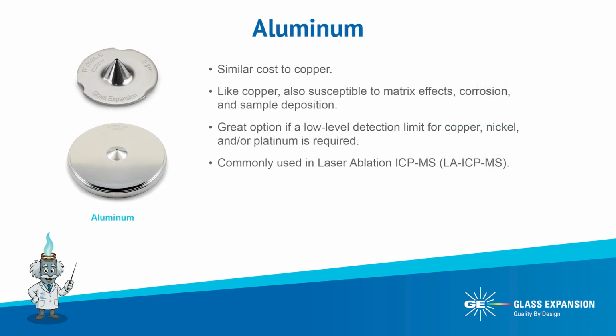The last cone material we'll cover today is aluminum. Aluminum is similar to copper in terms of both cost and susceptibility to matrix effects, corrosion, and sample deposition. However, aluminum may be the best option if a low-level detection limit for copper, nickel, or platinum is required. We find that aluminum is most commonly used in laser ablation ICP-MS applications.